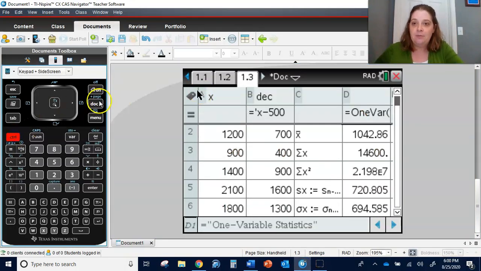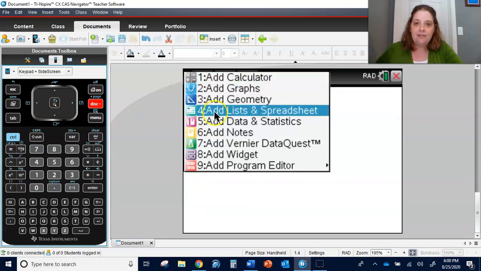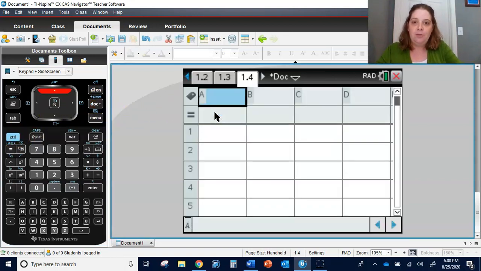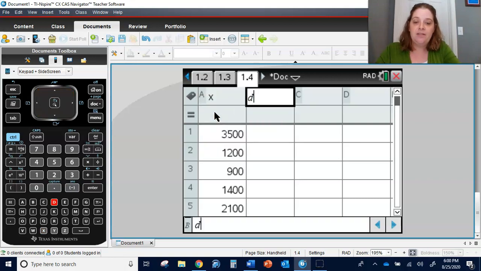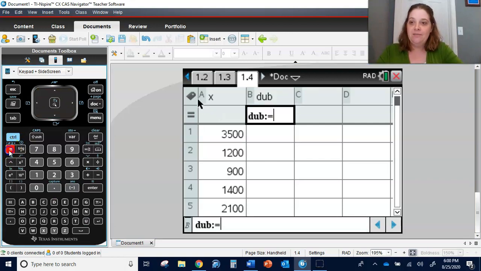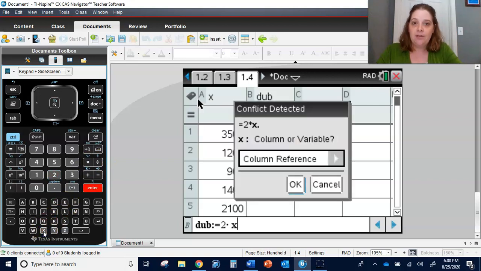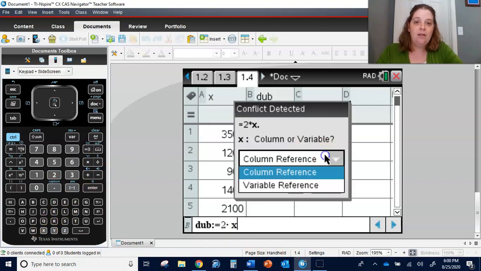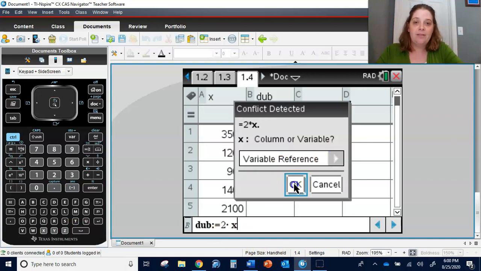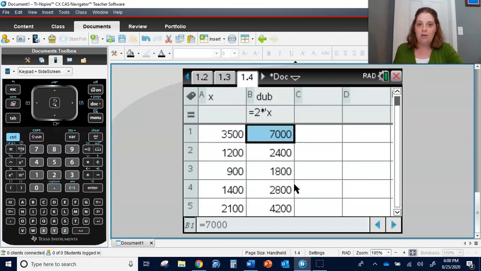Just to keep this clean, I'm going to add a new page. List and spreadsheet. I'm going to put that X in, and then let's call this DUB, because we're going to double it. I'm going to press the equals key, and it's going to say, what is this? And I'm going to say 2 times X. It's going to say, do you mean column X or variable X? I mean variable X. And it's going to double all of those numbers.